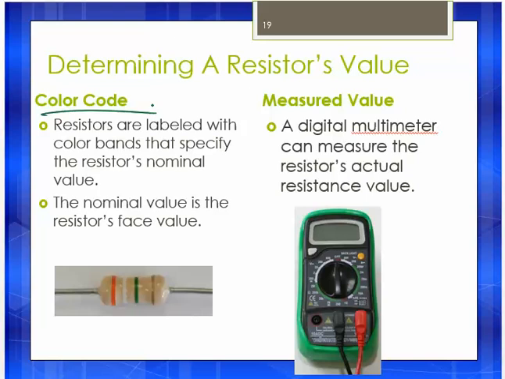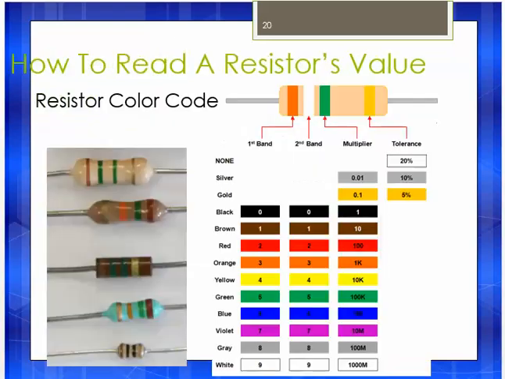All right, here's where I'm at. The resistors are labeled with color bands that specify the resistor's nominal value. The nominal value is the resistor's face value. They tell you it's too small to put writing on it, so they use this colored system. Things I want to point out to you: we use the first two bands to find out what the first two numbers are in the resistor. The third band tells you what to multiply by, and the fourth band gives you the tolerance.